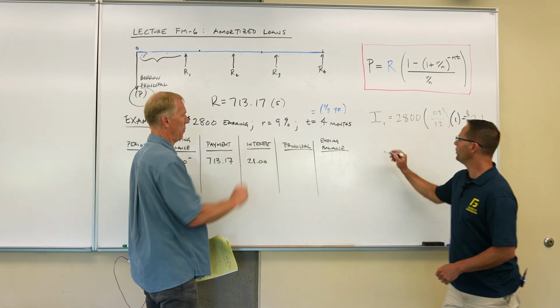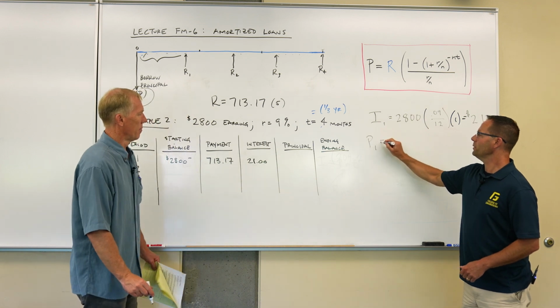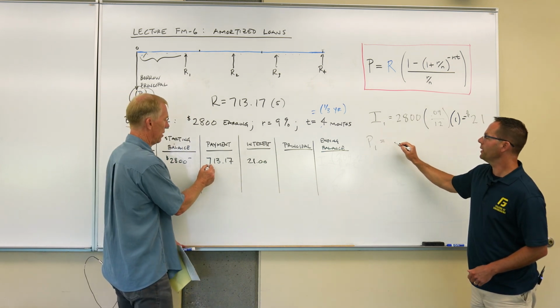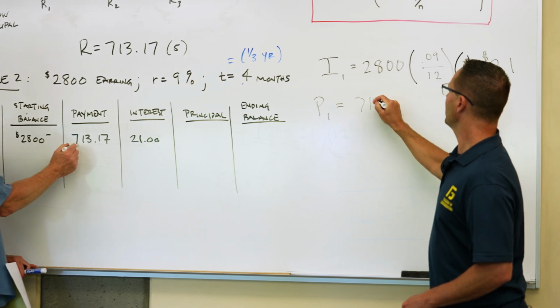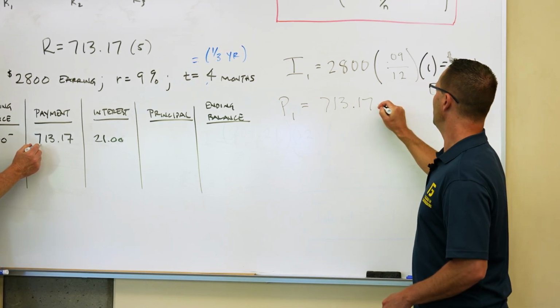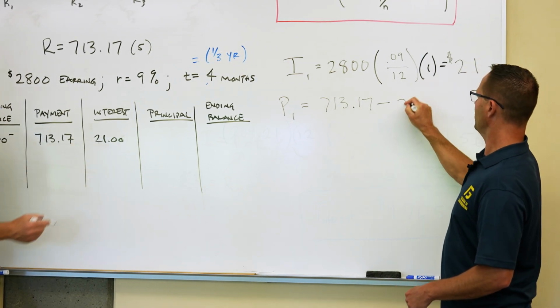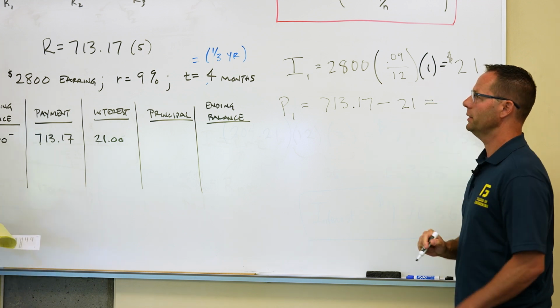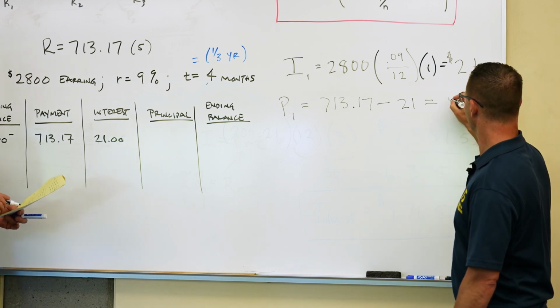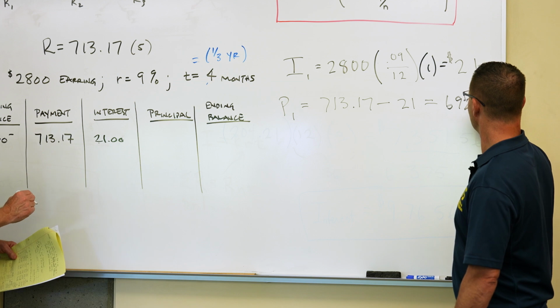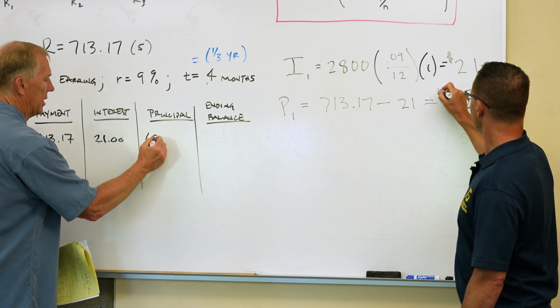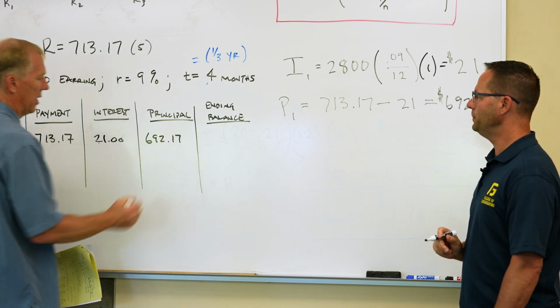Okay, P1, so what would P1 be? It would simply just be the 713.17, subtracting the interest, $21. I did that, Pete, and I got $692.17. And notice how I'm filling in the columns, the rows, as Pete's going.